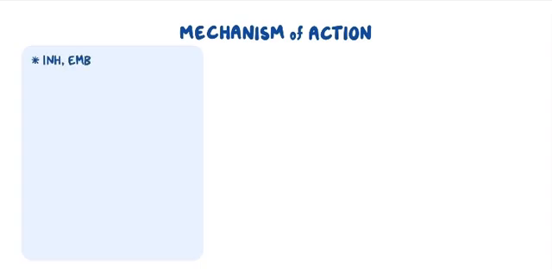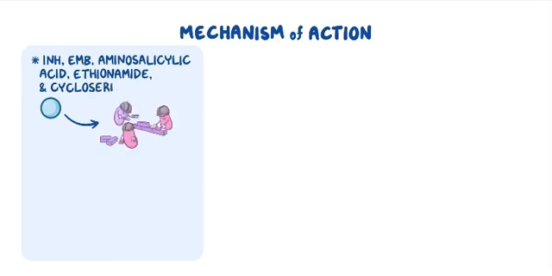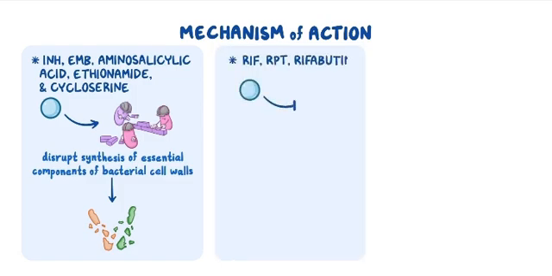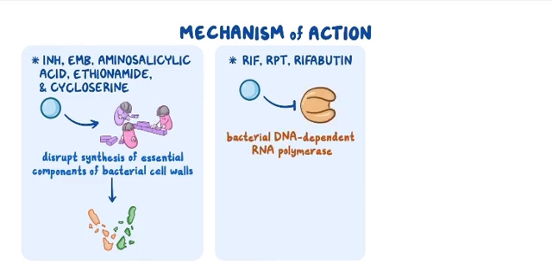Isoniazid, ethambutol, aminosalicylic acid, ethionamide, and cycloserine act mainly by disrupting the synthesis of essential components of the bacterial cell walls, which causes bacteria to burst out of osmotic pressure and die. On the other hand, rifampin, rifapentine, and rifabutin work by inhibiting the bacterial DNA-dependent RNA polymerase, which prevents the bacteria from synthesizing RNA, ultimately killing them.